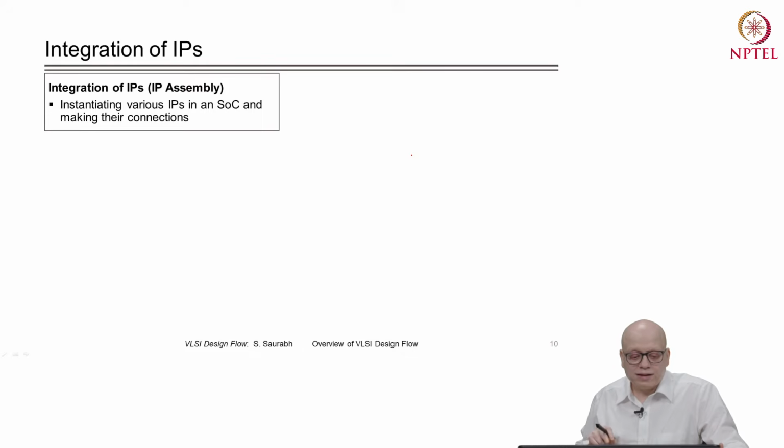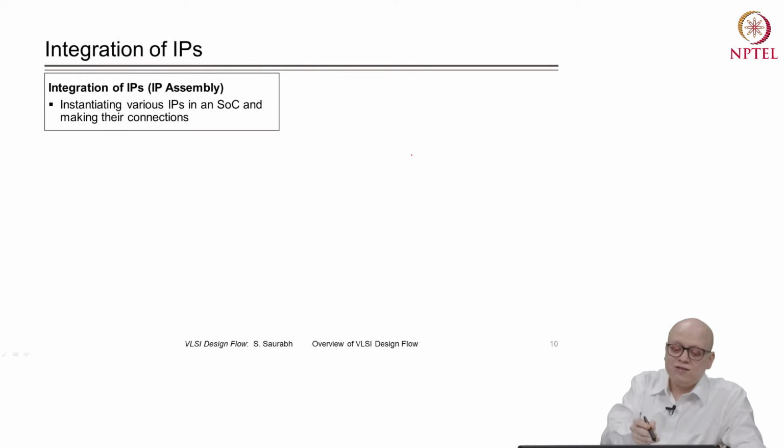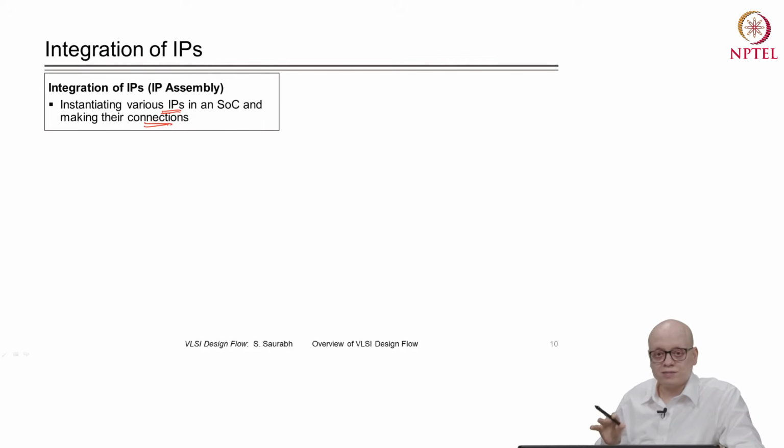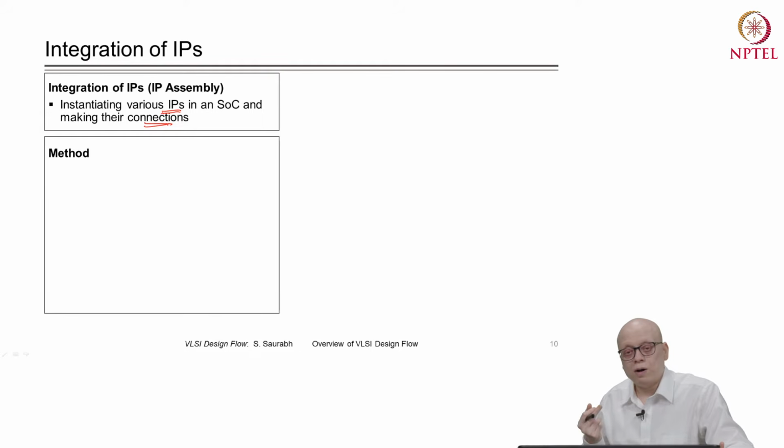Now, integration of IPs, or how the SoC design is made: the major task for a designer is to instantiate various IPs and then make connections out of it, right? That is the major task, because we are assuming that the IP is already designed and verified, and available to us for use in our design. So as a designer of an SoC, the major task is to instantiate those IPs and make the connections. Now how to go about doing that?